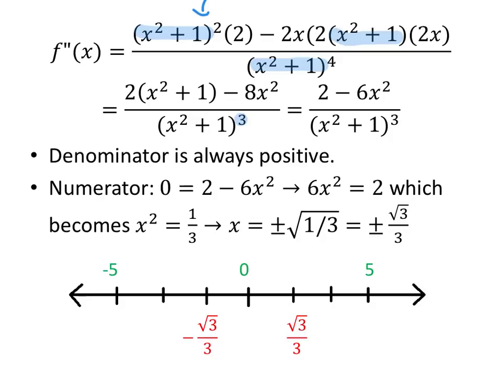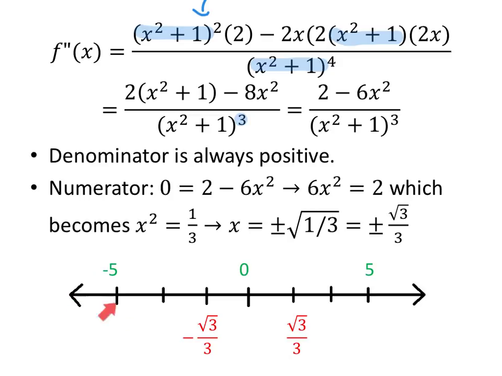Now, this denominator, because x squared is always 0 or higher, when I add 1, that'll be 1 or higher. And a positive number cubed is going to be positive. My denominator is always positive. I have no undefined points. When my numerator is 0, that tells me that x squared is 1/3, which means that x is plus or minus the square root of 1/3. And if we rationalize that denominator, the square root of 1 over the square root of 3, it becomes plus or minus square root of 3 over 3. So I have my possible points of inflection.